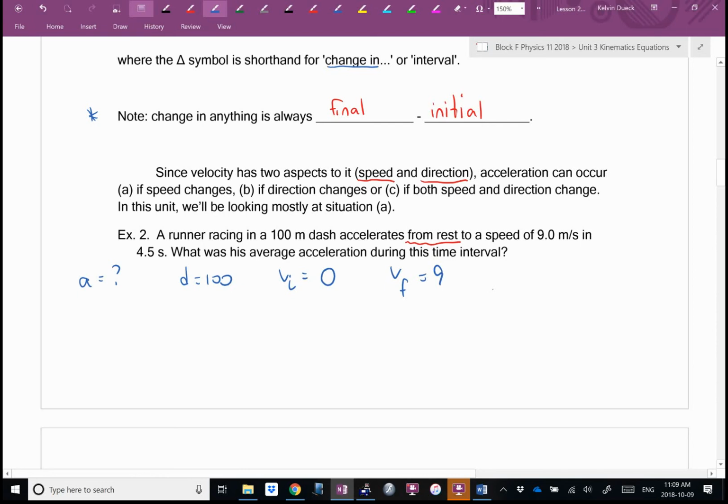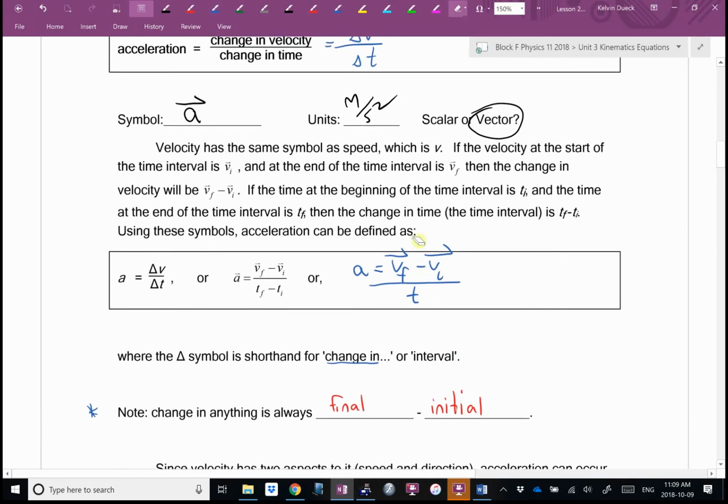What's that, 4.5? Now, right now, this is going to seem silly because I'm going to say to you, I'm looking for an equation that has an A, a VF, a VI, a T, and maybe a D in it. There is one. Right now, you only really know one equation, and it's this one right here.